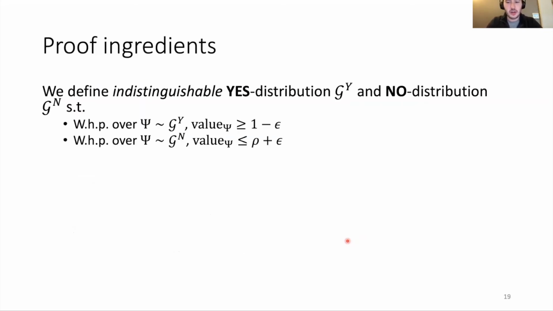Okay, so what are the actual ingredients which are used in our proof? We define a pair of distributions, which we call the yes distribution, G_Y, and the no distribution, G_N, which are indistinguishable to sublinear space streaming algorithms, such that with high probability over yes instances, the value is high, and with high probability over no instances, the value is low.